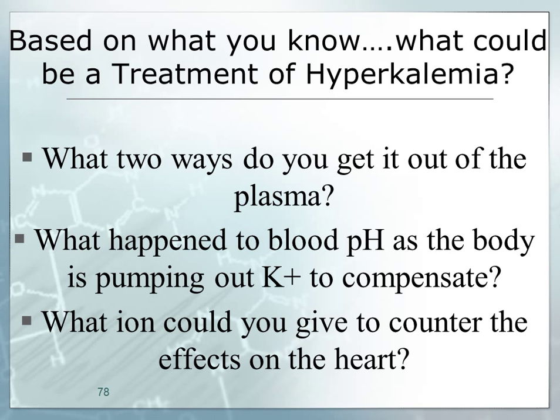And then what could you give them to counter the effects on the heart? So if potassium, what's the situation? Hyperkalemia. What was it doing to the heart? Going too slow or going too fast? So the first stage is going too fast. So what could you give them?